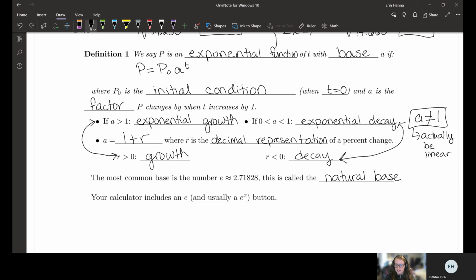So that's going to wrap up this video. In the next video, we're going to go through some examples with exponential functions and finish up 1.5 notes in a different video.